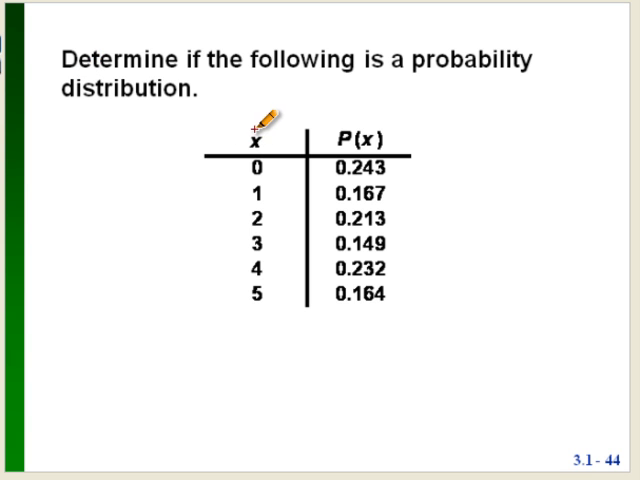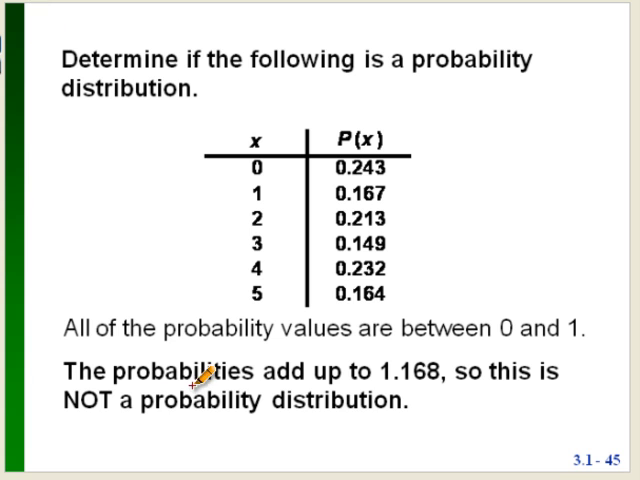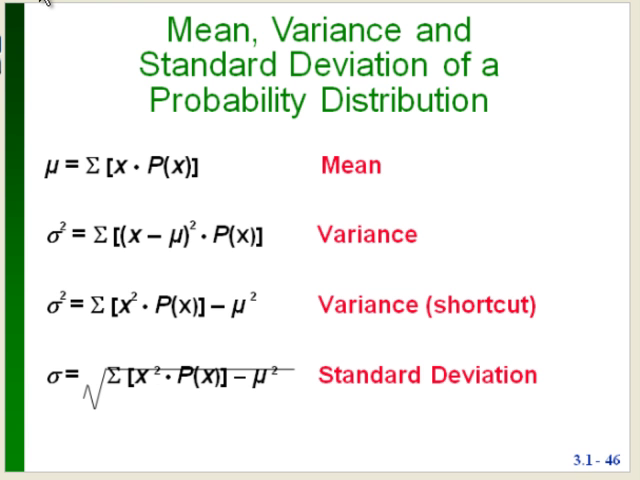So notice we've got our x, which is our random variable. We've got all of our possible outcomes listed here. In this case, the possible values for x go from 0 up to 5. And for each one, we have a probability listed. So this looks like it could be a probability distribution. But it also has to meet those conditions. If we look at these probabilities, they're all between 0 and 1, so we're okay there. But if we add these up, they add up to 1.168. They do not add up to 1, so this is not a probability distribution.